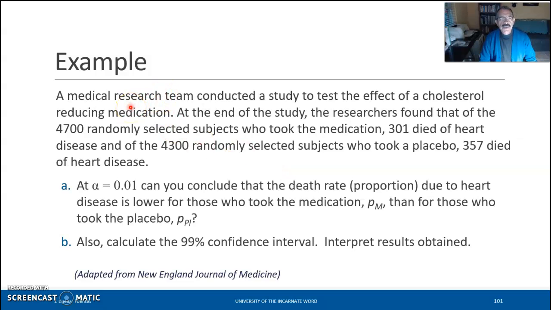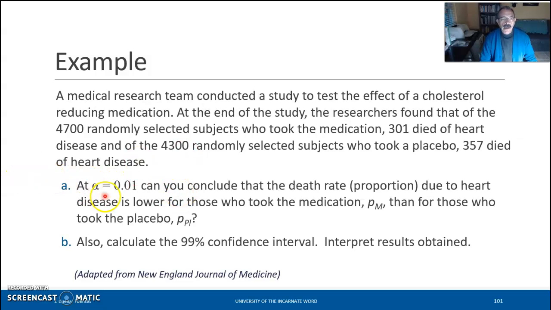A medical research team conducted a study to test the effect of a cholesterol reducing medication. At the end of the study, the researchers found that of the 4,700 randomly selected subjects who took the medication, 301 of them died of heart disease. And of the 4,300 randomly selected subjects who took a placebo, 357 died of heart disease.